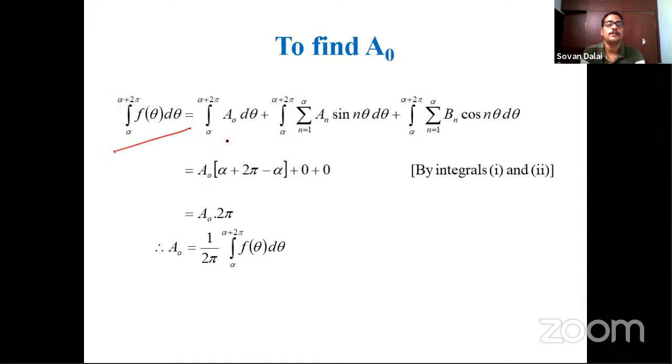So there are three components, including the DC component. Why are we considering DC? Because there is no frequency term present. This is a constant value.